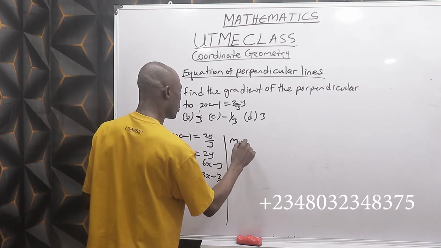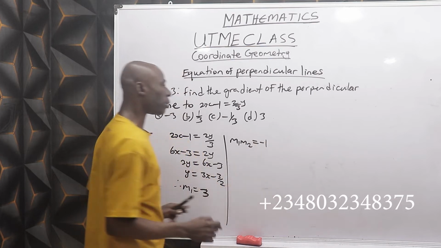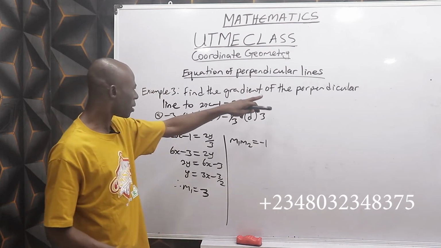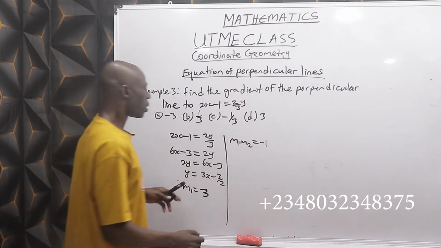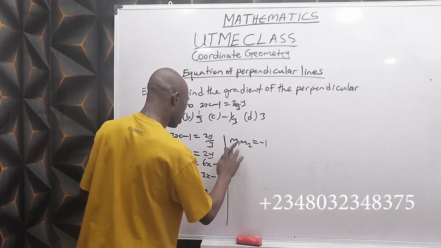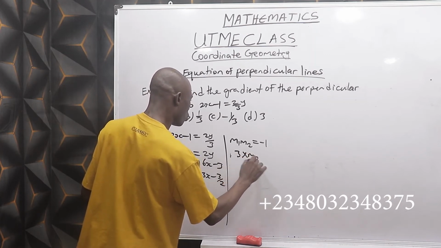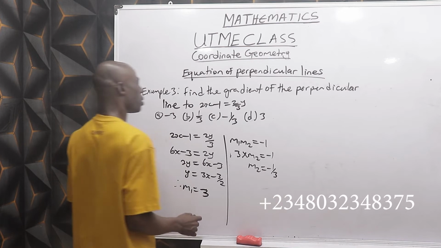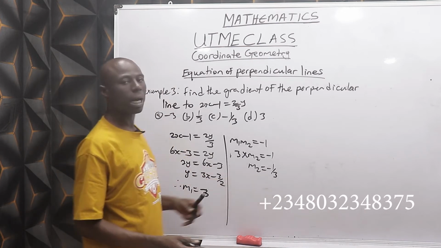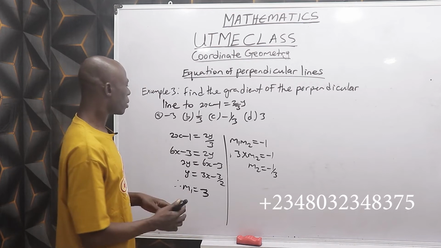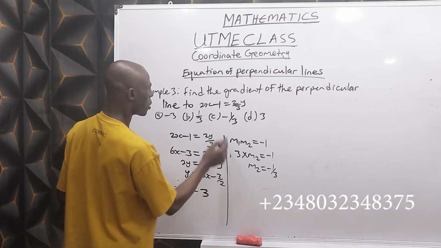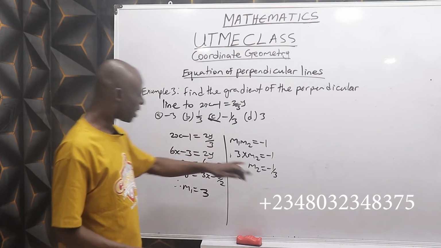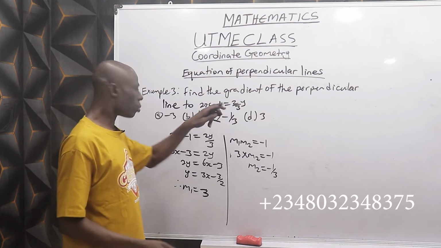And m1 times m2 must be equal to -1 if that line is perpendicular to this line. So we say m1, which is 3 already, times m2 equals -1. m2 is -1/3. So m2 is the gradient of the perpendicular to that line. Therefore, our correct option is option C, -1/3. That is the gradient of the perpendicular to this line.